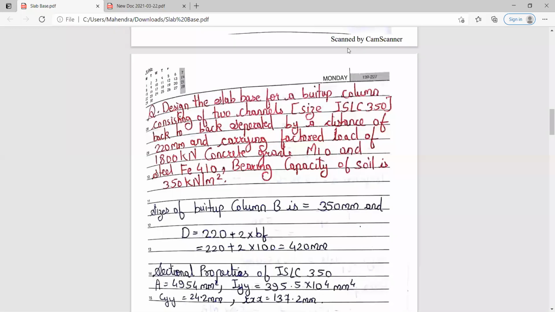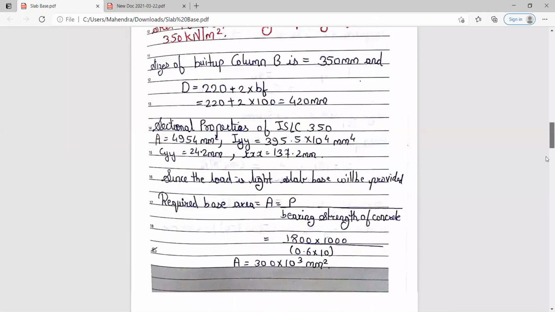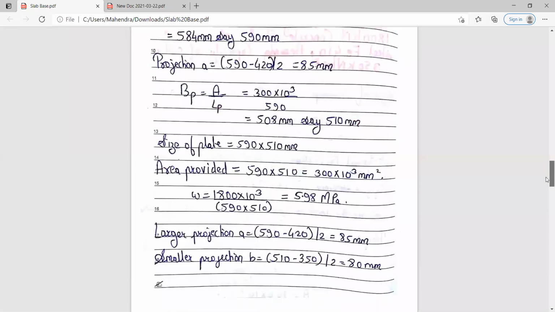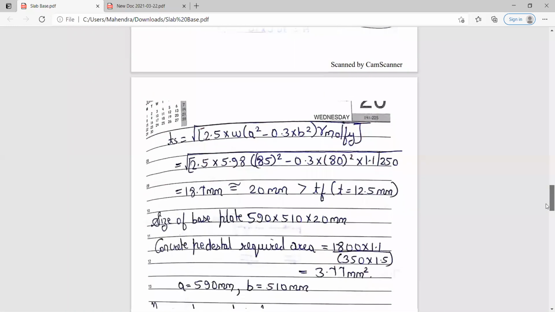Good morning, everyone. In the last lecture, we had started with the design of the slab base. We had completed half of the problem. Abdullah, up till here we had completed the sum. I think you had calculated the size of the plate as well as the smaller and the longer projection. Now you need to calculate the thickness. Am I correct?